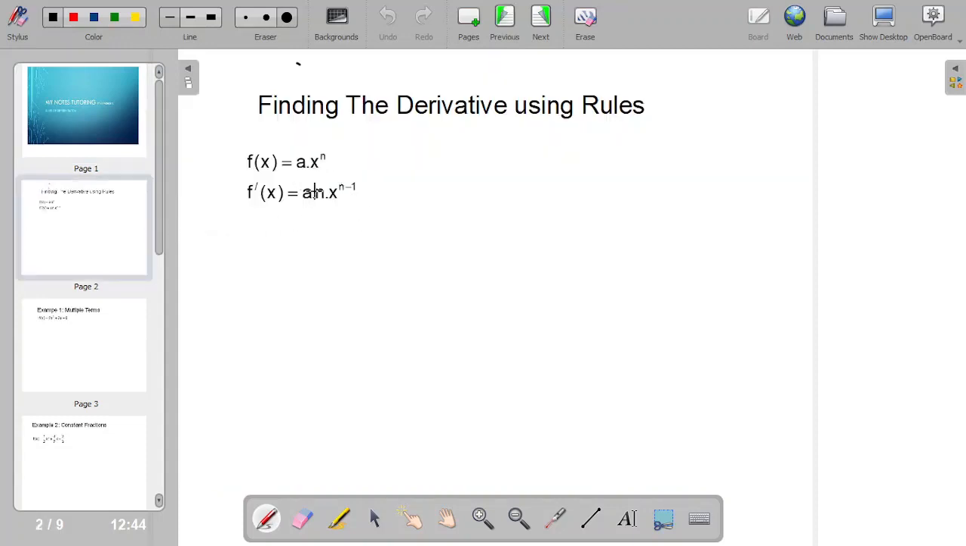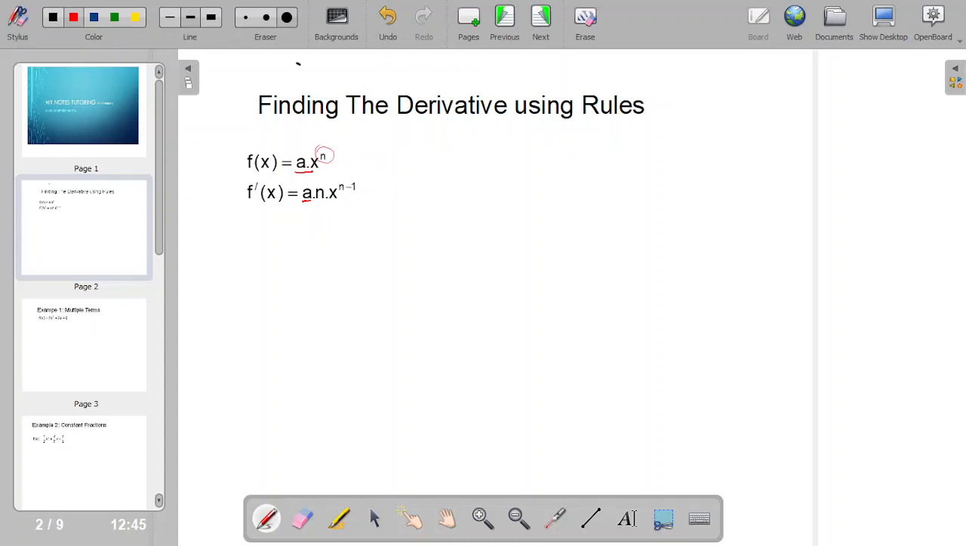So this is the rule. If you are given a function f of x equals a, where a is any particular constant, we are just referring to any particular constant. The question might be, how do you find your derivative? Well, you multiply that a that you had before with the n from the top. So this is the n that we are looking at.